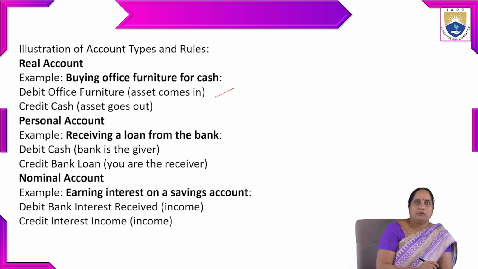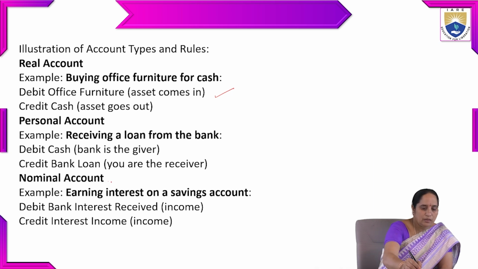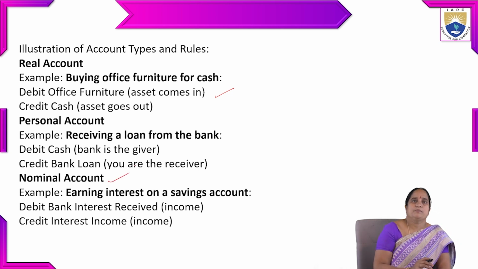Coming to personal account, receiving a loan from the bank: debit the receiver, credit the giver. So debit the cash and credit bank loan, because the bank is the giver and we are the receivers. Then nominal account, earning interest on a savings account. According to this, debit bank, interest received, which is income, and credit interest income.